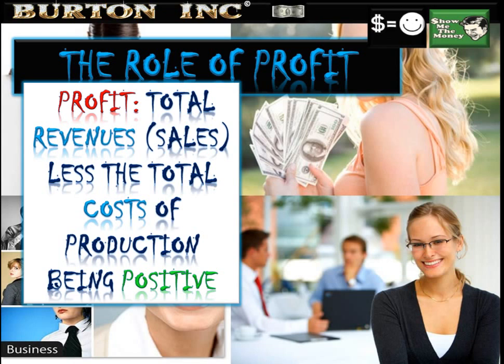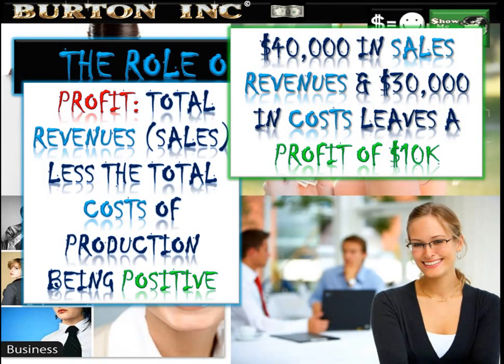So here we are, the definition for profit: total revenues. Now, revenues are sales, the amount of sales in a dollar value, less the total cost of production. And if your revenues are greater than costs, i.e. you get a positive number, then that's profit. So if we had $40,000 in sales revenues and $30,000 in costs, that would leave a profit of $10,000. Revenues minus costs.